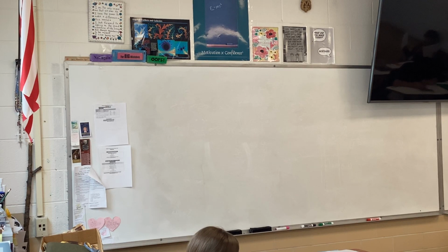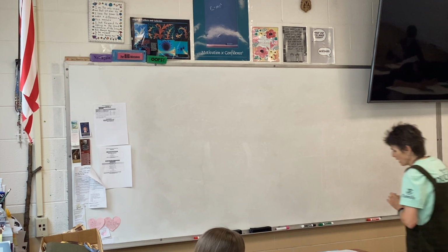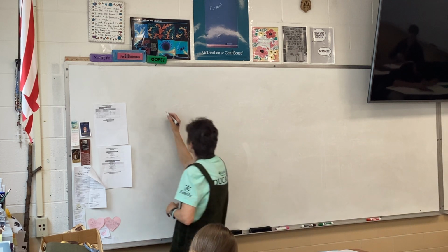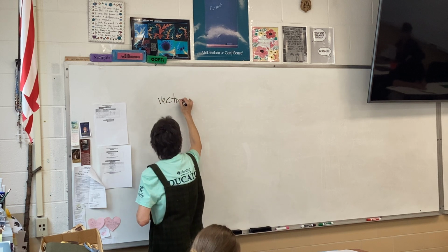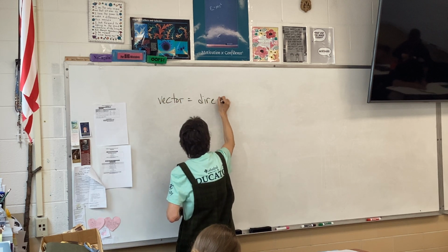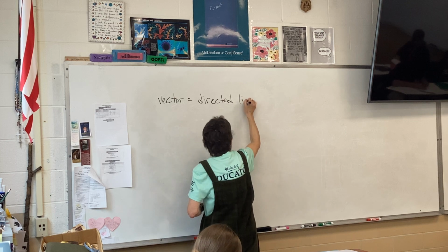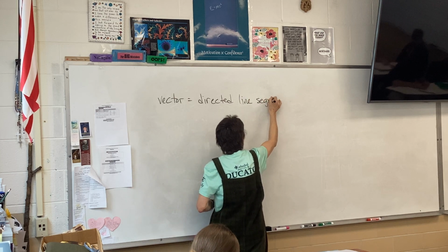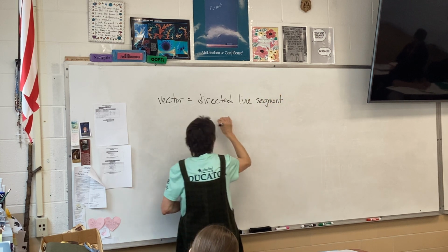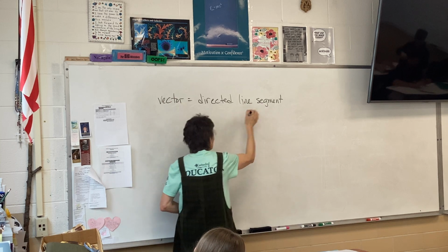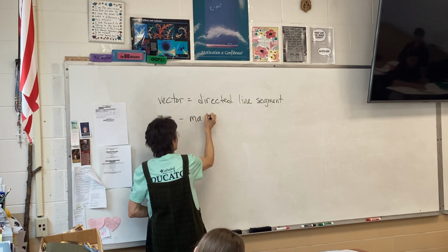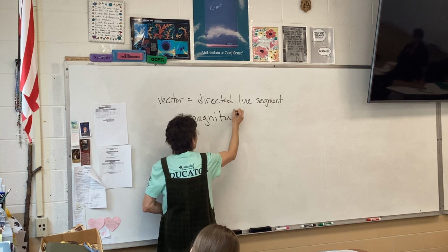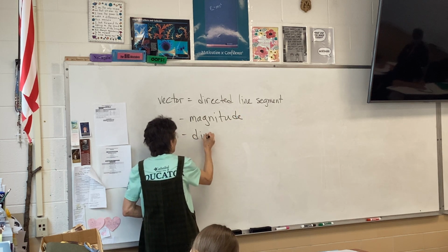We can actually simplify that a little bit and say that a vector is a directed line segment. Magnitude. It's a directed line segment. And because it is a directed segment, it possesses magnitude and direction.